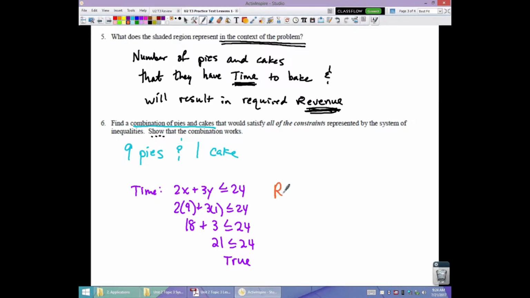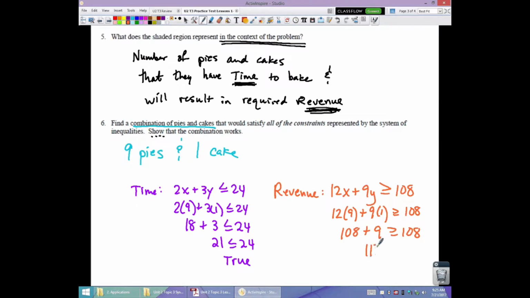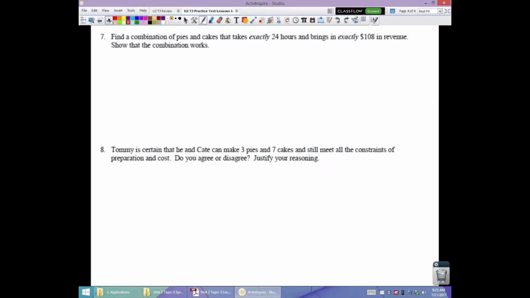The revenue constraint was 12x plus 9y greater than or equal to 108. Well, if I sell 9 pies, that's 12 times 9, and I sell 1 cake, that's 9 times 1. That's 108 plus 9, and that equals 117, which is greater than or equal to 108, so this one also is true. So that is how we show that it works. You got to show that you have enough time and you made enough revenue.